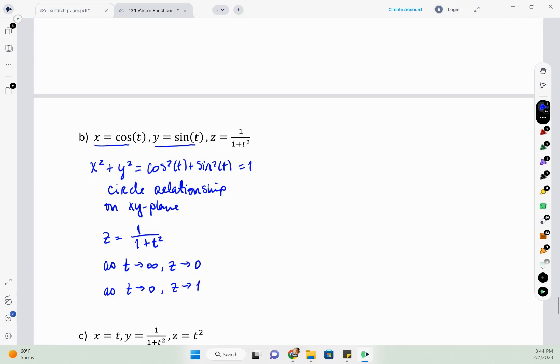Okay, let's see if that gives us any information. So if t gets bigger, Z gets smaller. And if t goes to 0, Z is going to 1. So that means at the start, when t is equal to 0, Z is equal to 1.